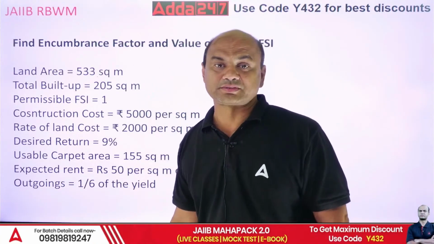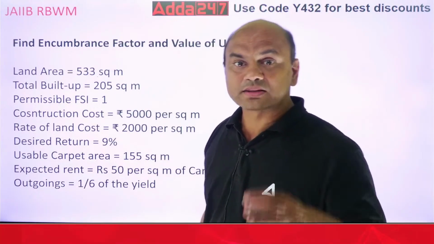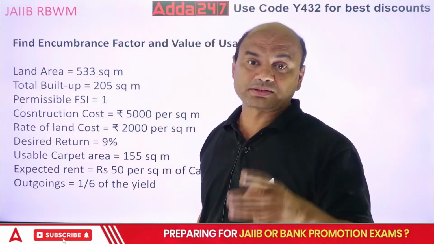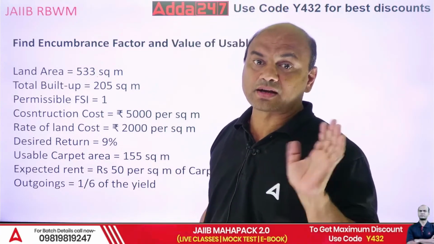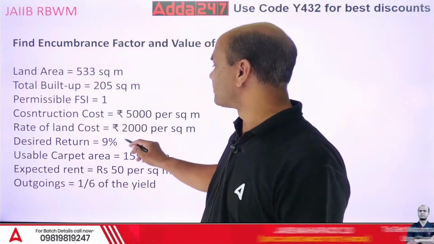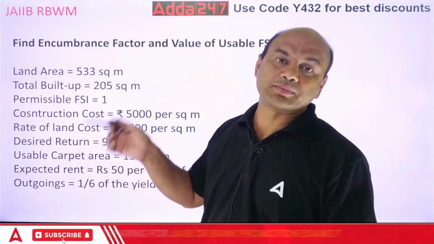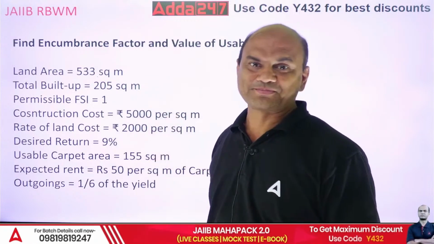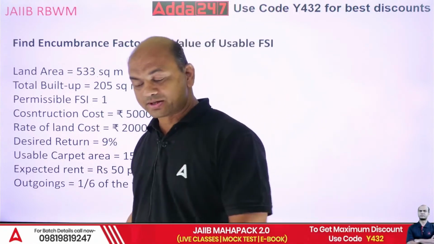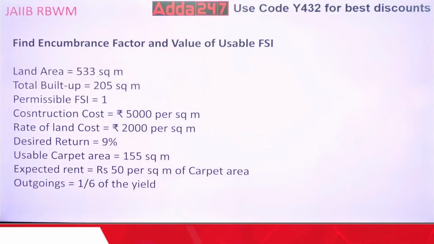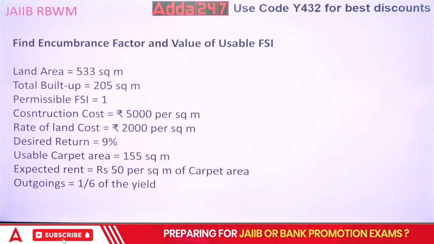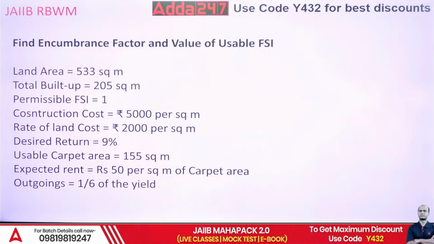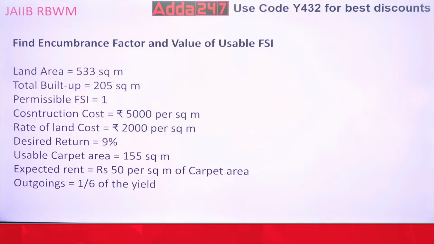How do you do this? Think everyone, there are 3 parts to this numerical, okay? One part is desired returns, the second part is the encumbrance factor, and the third part is usable FSI. So we'll solve all the 3 parts, okay? Let's move on fast because we have to cover a lot of portion in the given period. So let's start.